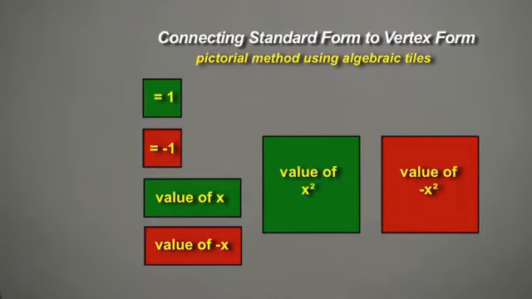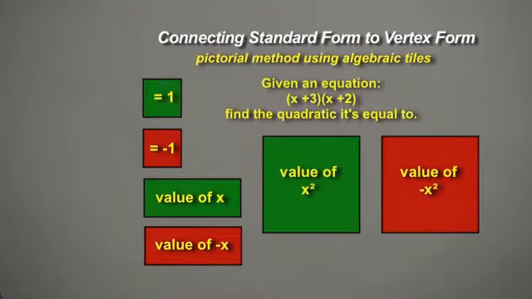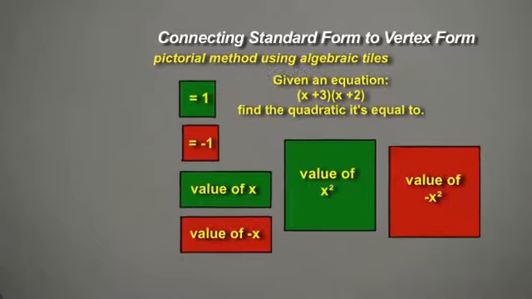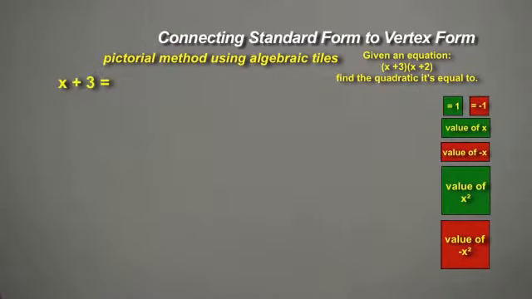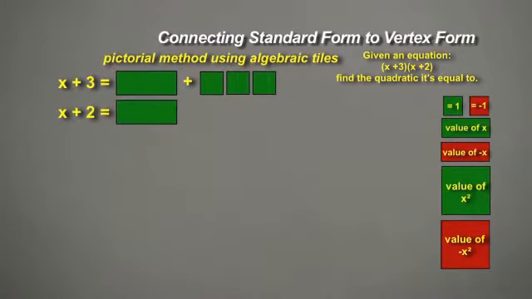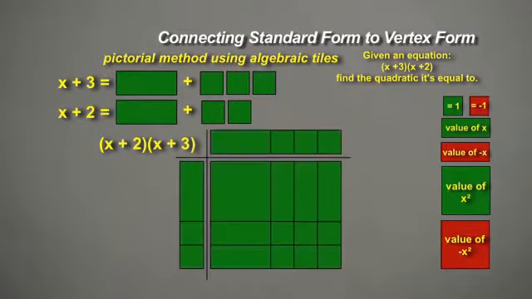Okay, here's an example of how to use this method. Given an equation x plus 3 times x plus 2, find the quadratic it's equal to. We could do this algebraically, but let's use these algebraic tiles. I'm going to say that x plus 3 is equal to 1 green rectangle plus 3 small squares. The x plus 2 is equal to 1 green rectangle plus 2 small green squares. Now we have x plus 2 times x plus 3, which can be visualized as this.